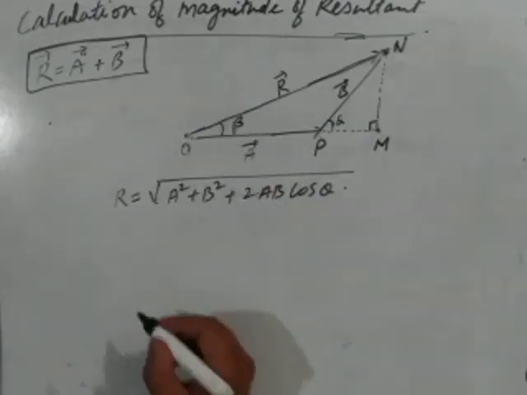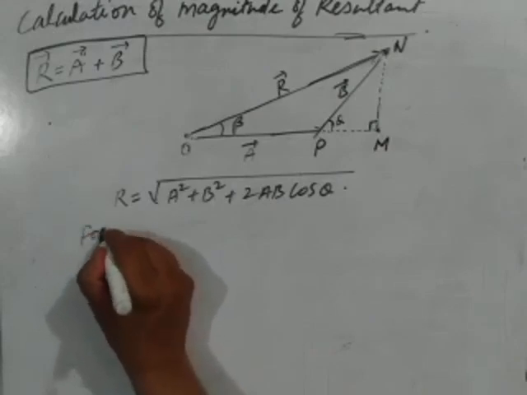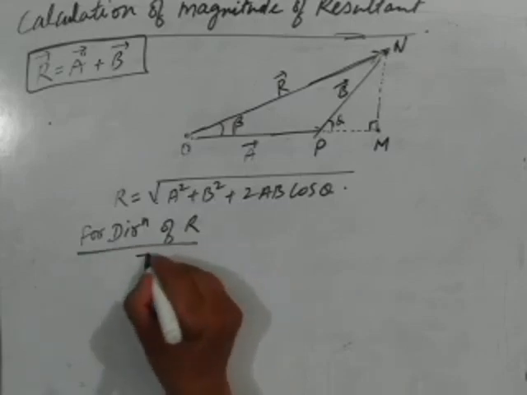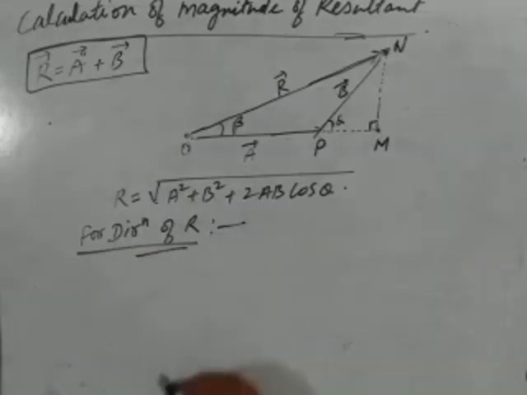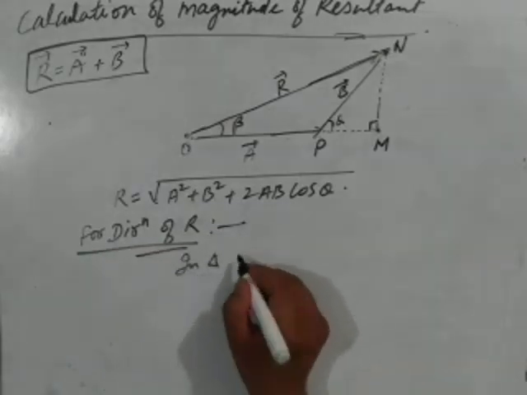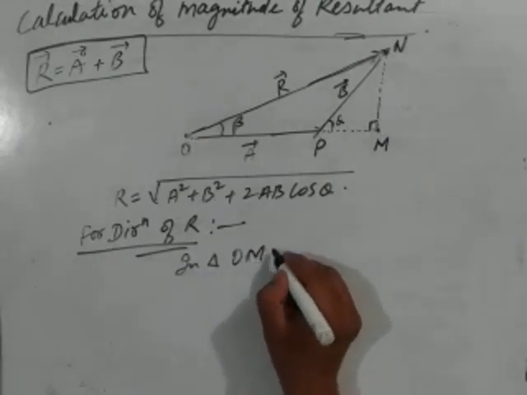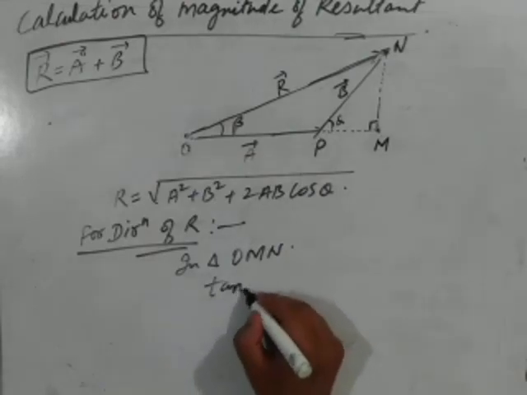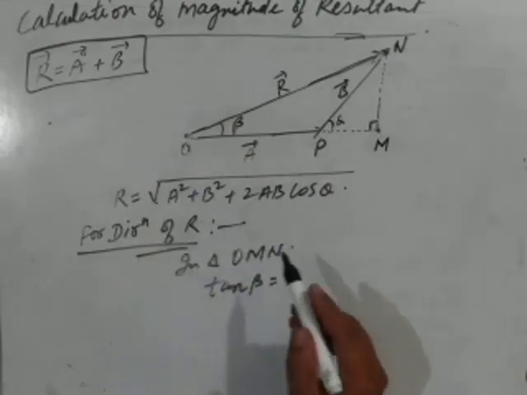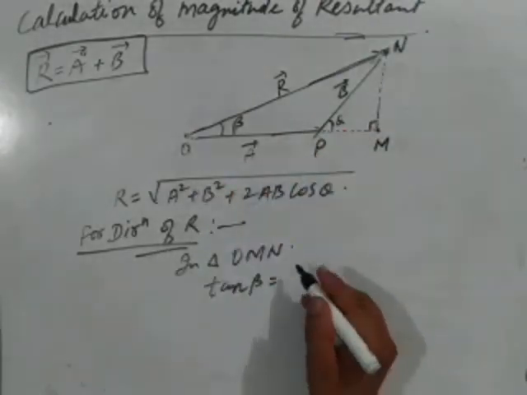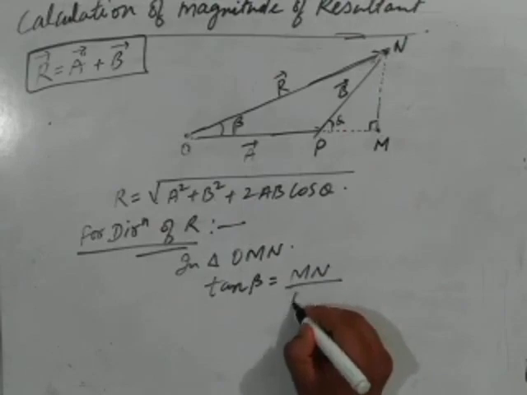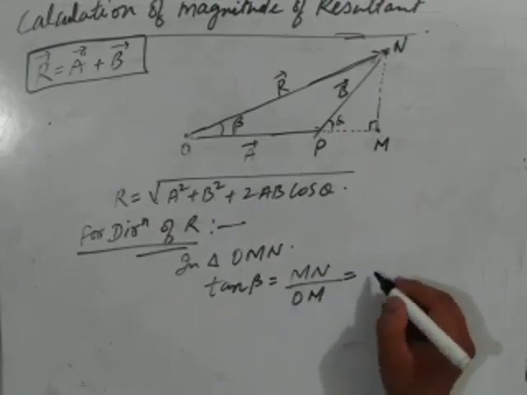For this, for direction of R, in triangle OMN, tangent of beta is equivalent to perpendicular upon base. So MN upon base OM, and OM is equivalent to OP plus PM.